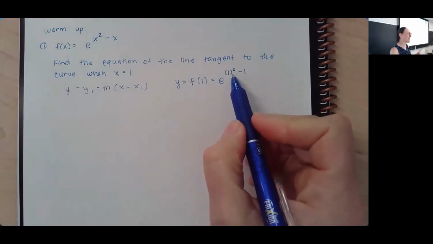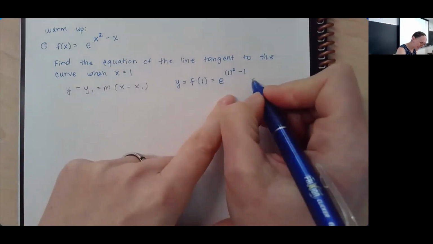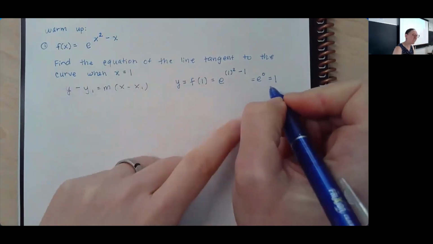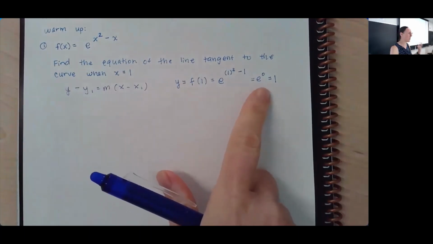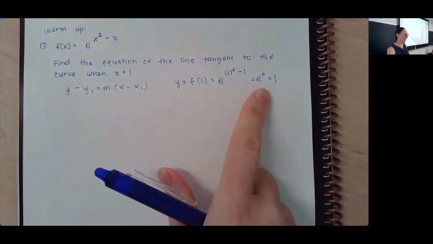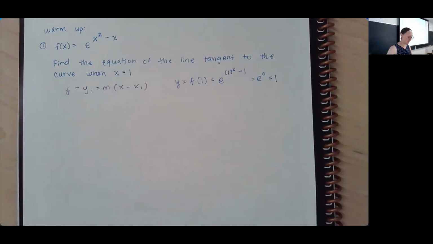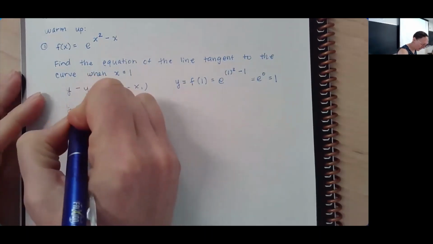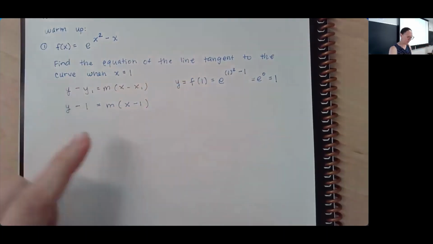1 squared is 1. And 1 minus 1 is 0. So this is really e to the 0, which is 1. You shouldn't have to reach for a calculator. If that is not a fact that's readily available in your head, add it to your list of stuff that you want to memorize, because this is one of the nicest values we can be given in terms of e to something. So I've got my point, so I can go ahead and plug that in. I'm looking at y minus 1 is equal to my slope times x minus 1.